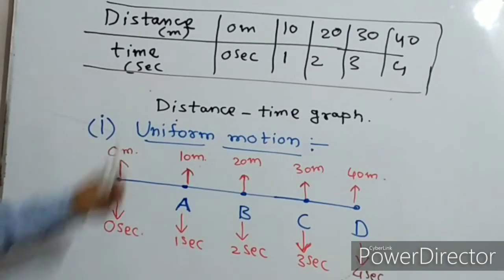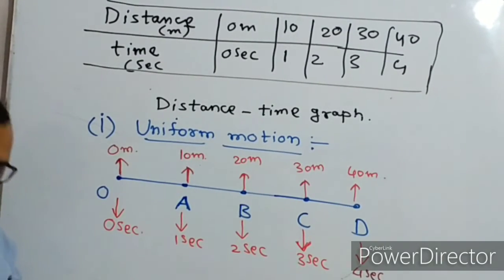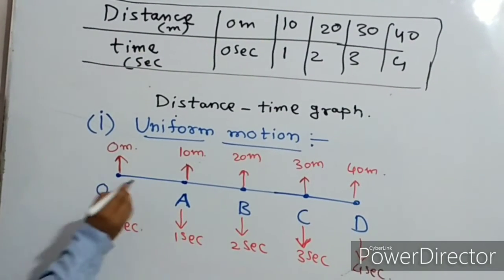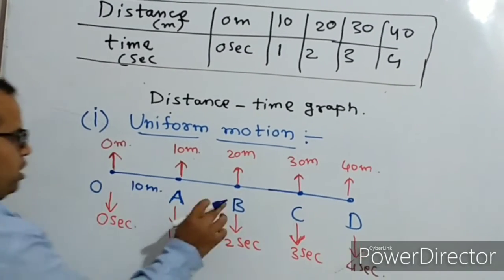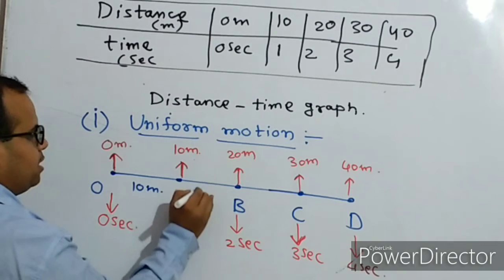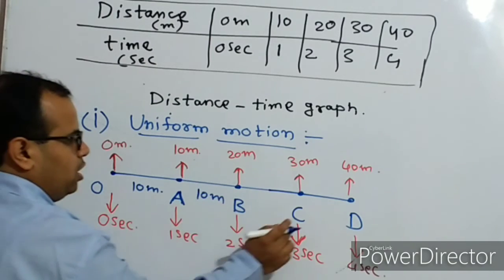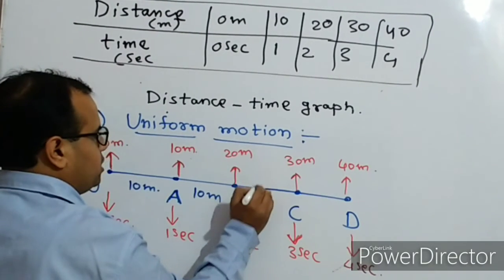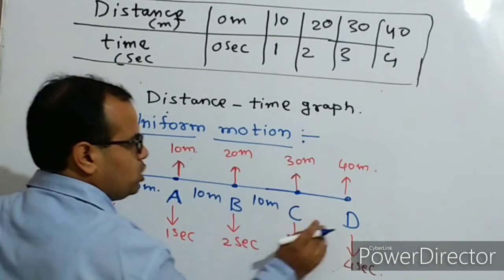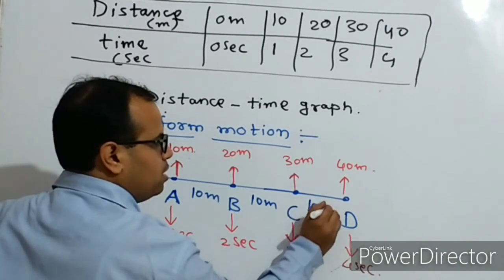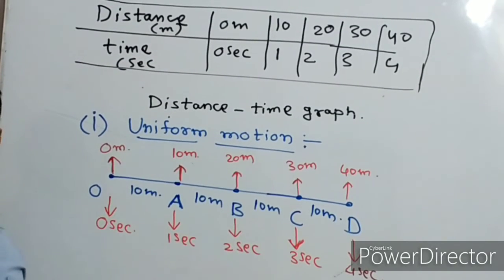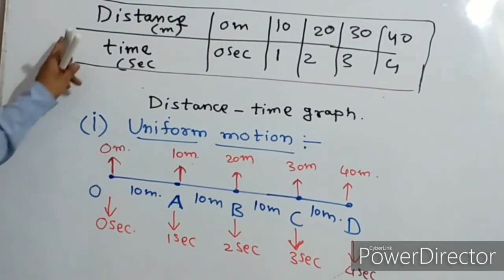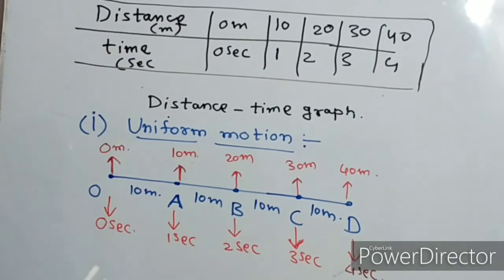And it is obvious that it covers equal distances in equal intervals of time, because in every 1 second you can see here the distance covered is 10 meter. Here also, 20 minus 10, the distance covered is 10 meter. Here also in 1 second the distance covered is 10 meter, and here also. So in each second the distance covered by the object is 10 meter, and the tabulation of that data is there.